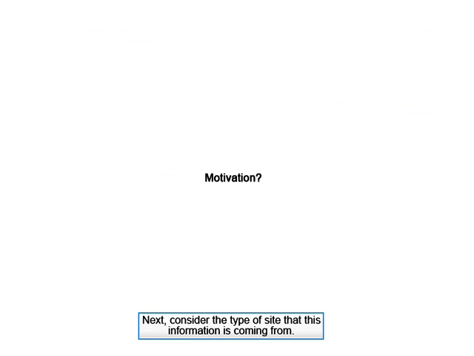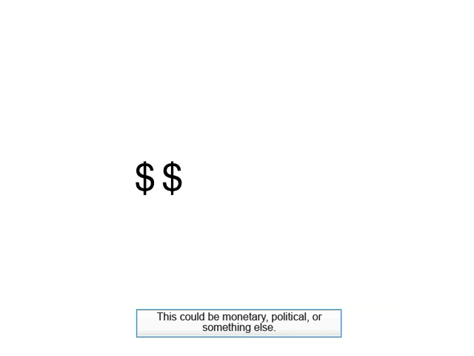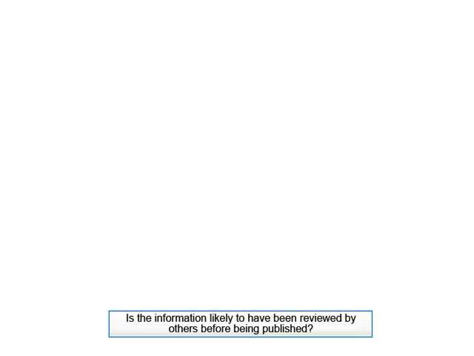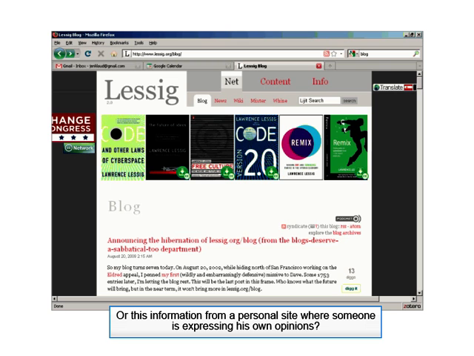Next, consider the type of site that this information is coming from. Is the page supported by a group, organization, or company? What does the group stand to gain by convincing others of its points? This could be monetary, political, or something else. Is the information likely to have been reviewed by other people before it was published? Or is this information from a personal site where someone is expressing his own opinions?